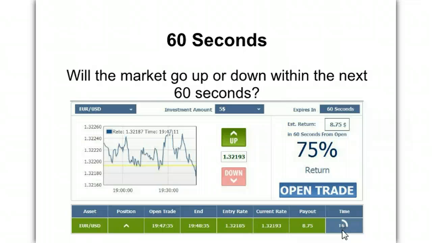So it can be green the entire time, 59 seconds. At that last second, it goes out of the money. The trade is an out of the money trade.